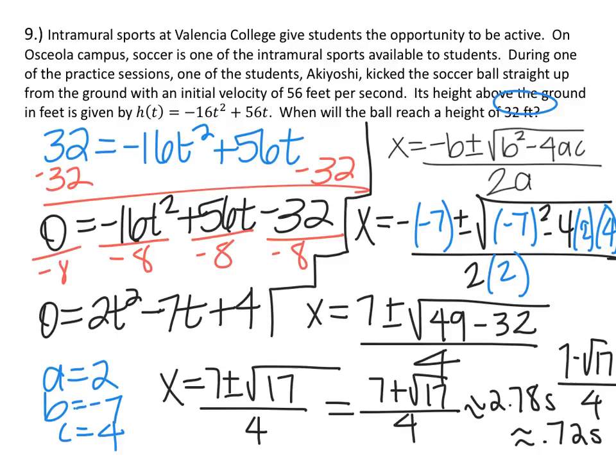And so what these answers tell us is that when Akiyoshi kicks the soccer ball straight up, when it first reaches the height of 32 feet, it's at 0.72 seconds, and then upon coming back down, it would be at 32 feet at 2.78 seconds.